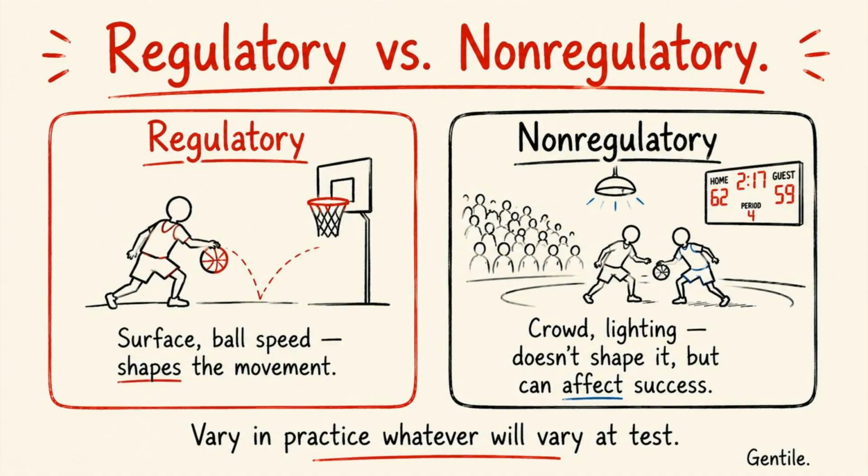So the rule for what to vary is clean. Vary in practice whatever will vary at test. If the regulatory conditions will change at test, vary them in practice. If the non-regulatory ones will change, vary those too. The two terms give you a precise checklist instead of a vague instruction to "mix it up." And exactly which ones change depends on whether your skill is closed or open, which is the next slide.